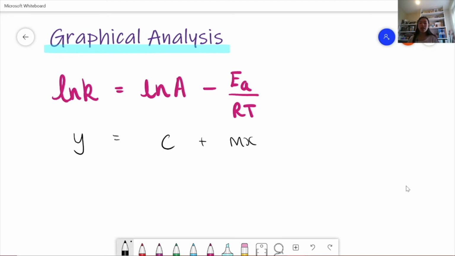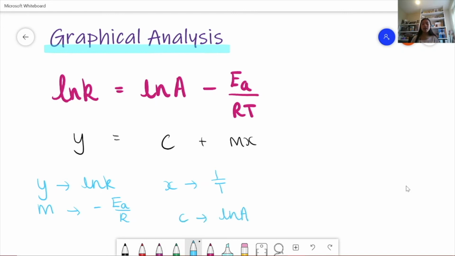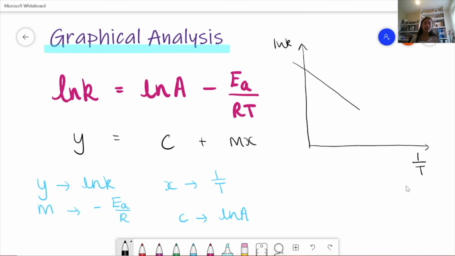And so this gives us that the y would be equivalent to ln k, m would be equivalent to minus Ea over R, the x would be equivalent to 1 over T, and c would be equivalent to ln A. And so the graph we get would be like this. On the y-axis we would have ln k, and on the x-axis we would have 1 over T plotted. And then the graph should look something like this, because the gradient, which is the m, is negative. And so this gradient would be equal to minus Ea over R.